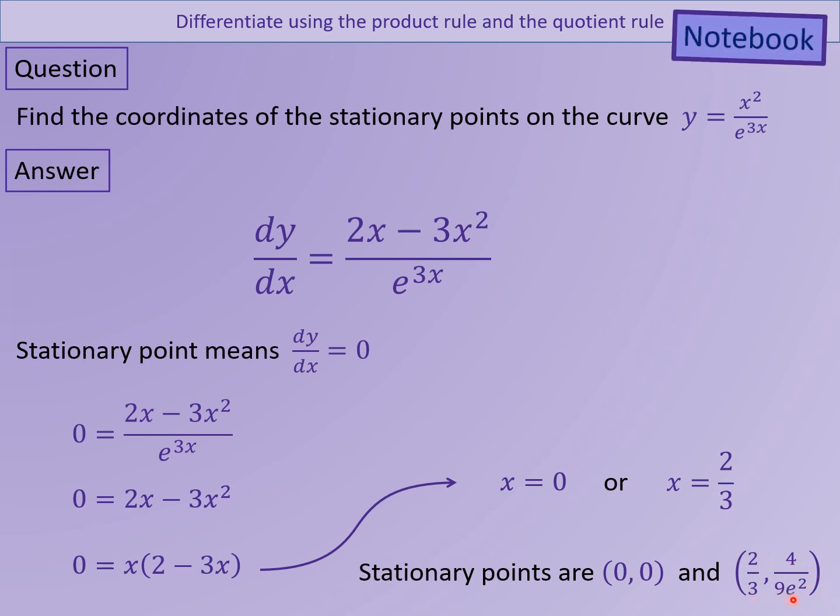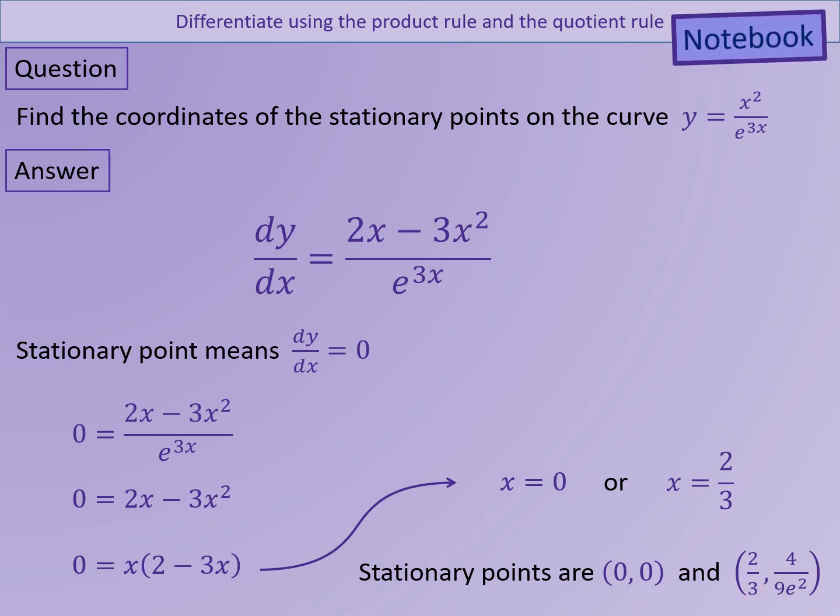Do not feel the urge to type that bit in your calculator. 4 over 9e squared is in exact form. They'll probably write that in the question. Leave your answers in exact form because e is an irrational number. There is no way of writing that exactly apart from like that. Okay. Right. So well done if you managed to get all that or followed all that.